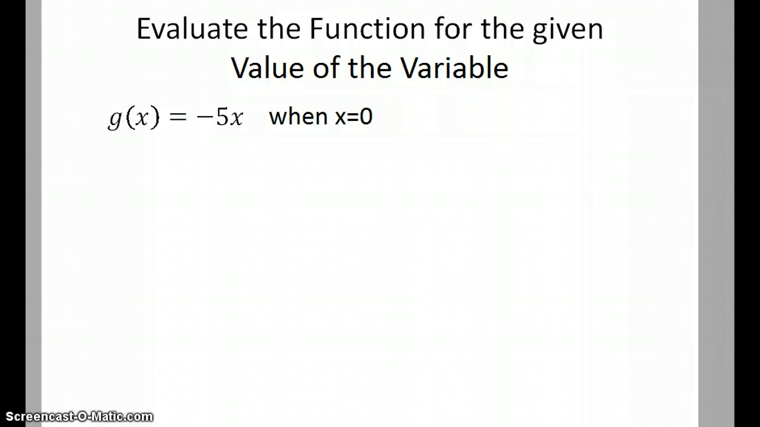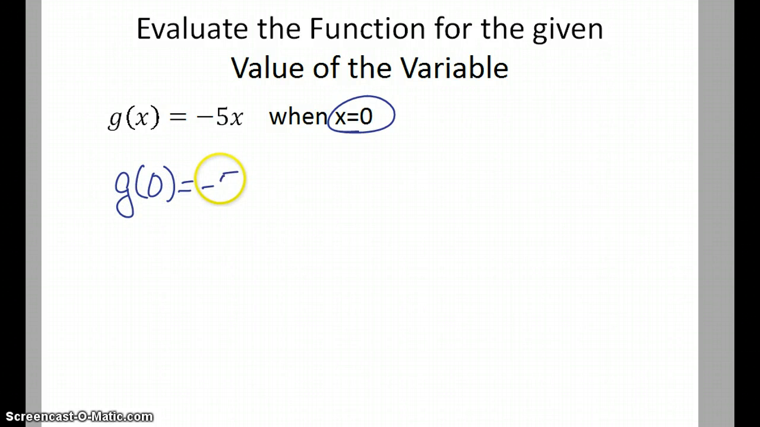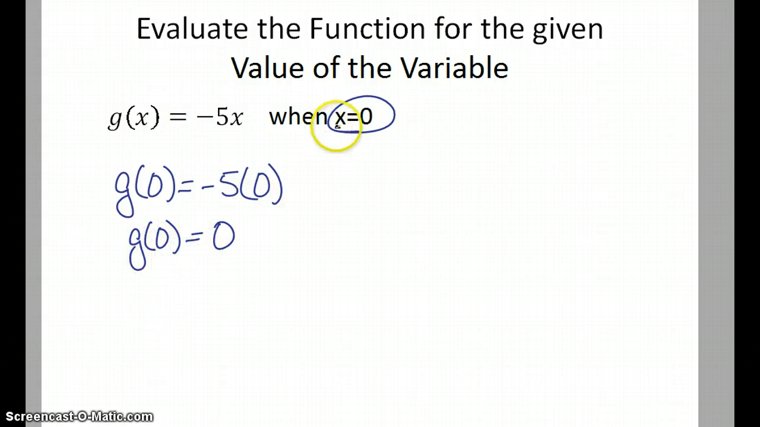Okay, let's do this one. Evaluate the function for the given variable. This time I've got g of x. It's still just a fancy way to say y, and I'm evaluating it when x is equal to 0. So I have g of 0 is equal to negative 5 times 0. Oh, this one's easy. Negative 5 times 0 is 0. Oh, guess what? When x is 0, y is 0, that's going to give me the point 0, 0, or the origin.